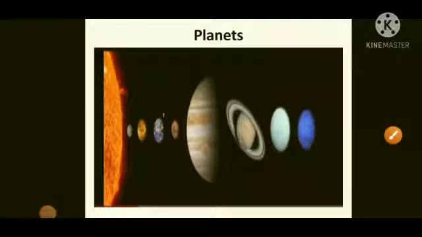Next is planets. Planets are the large heavenly bodies made of gases, metals or rock. There are 8 planets which move around the sun. Each planet moves around the sun on its own path called an orbit.